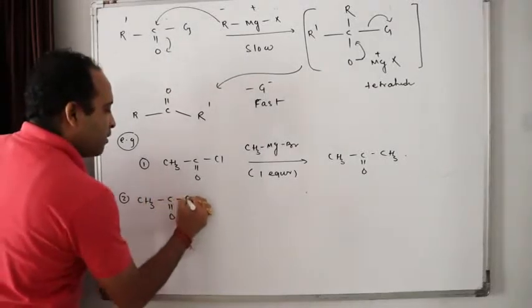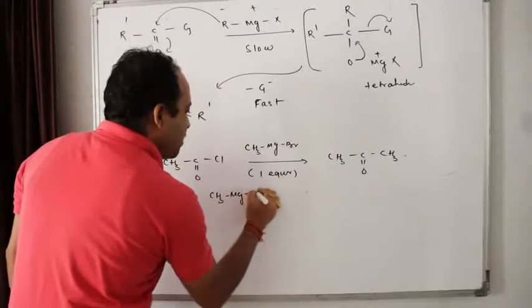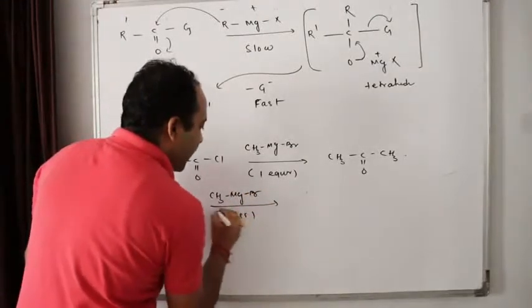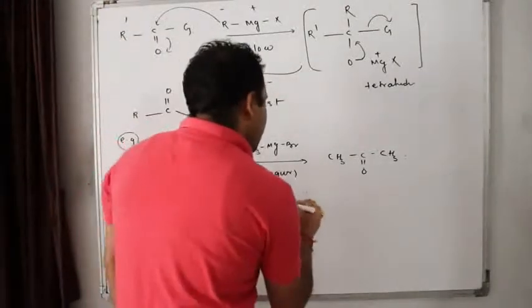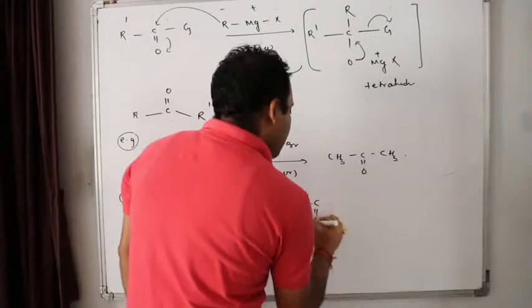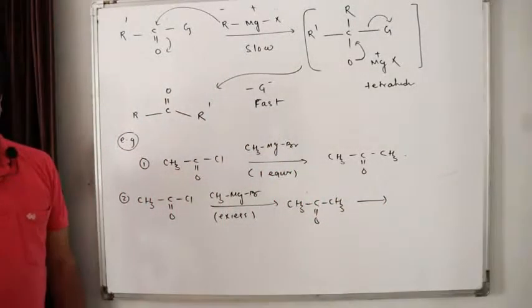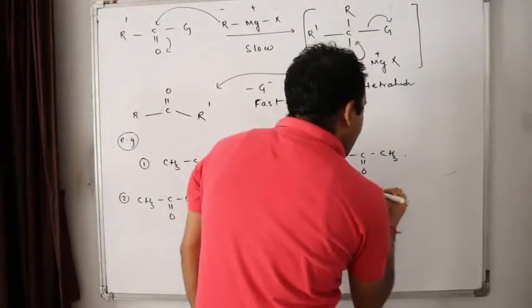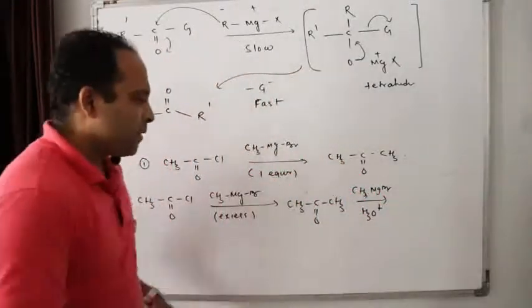CH3C double bond OCl, CH3MgBr. Remember SN reaction, and here I took this in excess. So what will happen? In the first step I will get CH3C double bond O CH3, but the Grignard is in excess, right? So CH3MgBr followed by hydrolysis. Do you remember what happens?